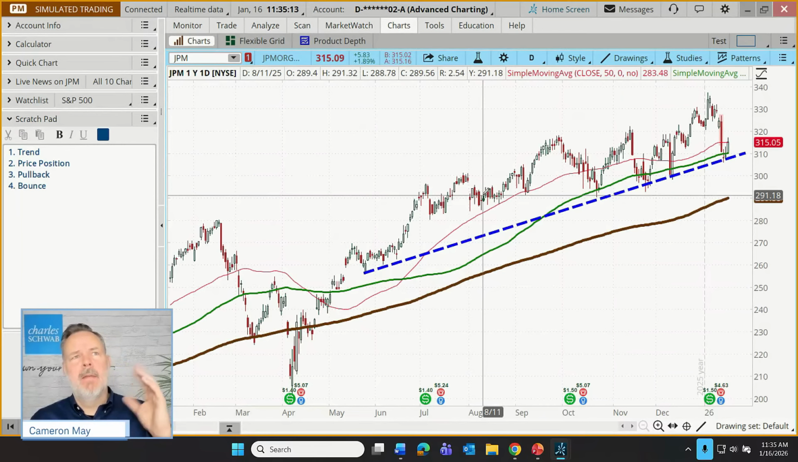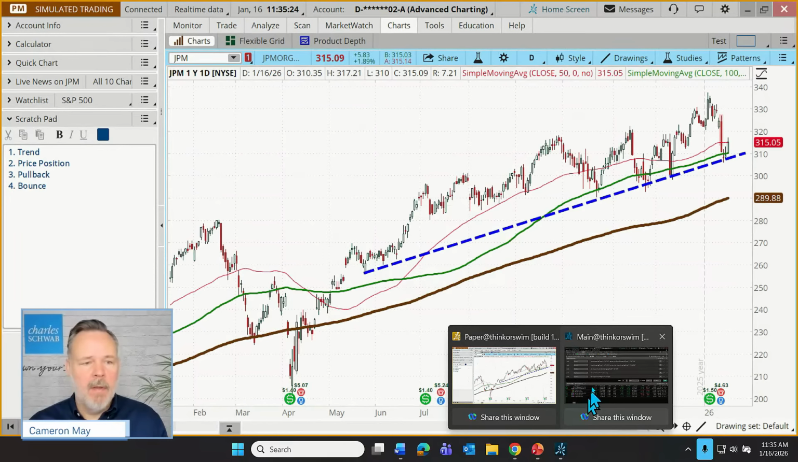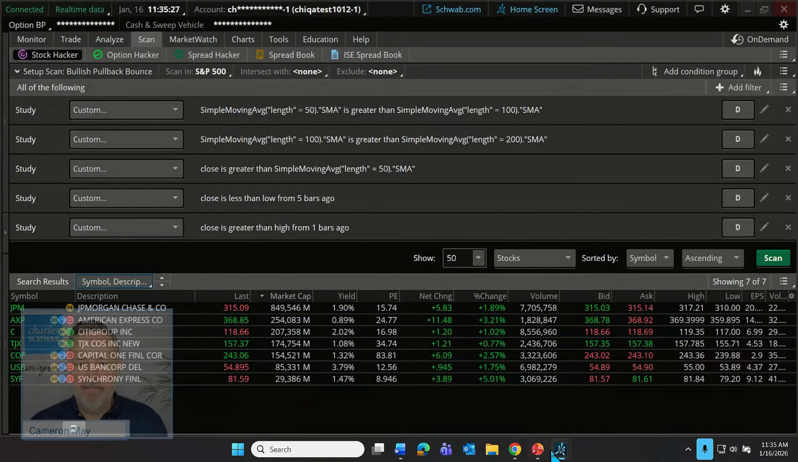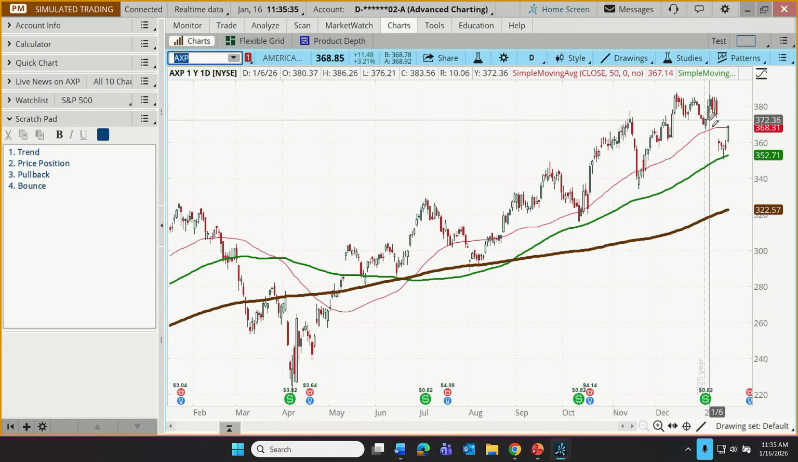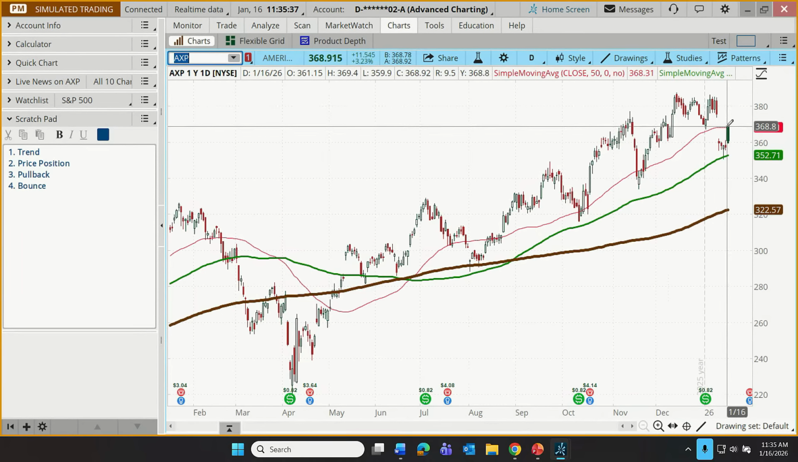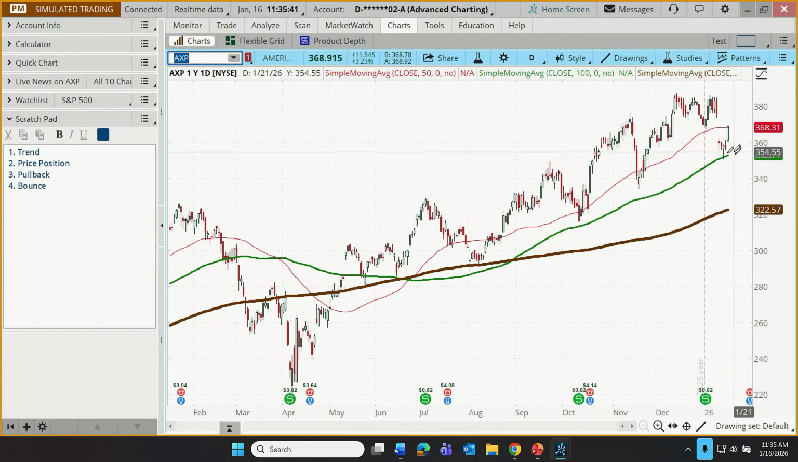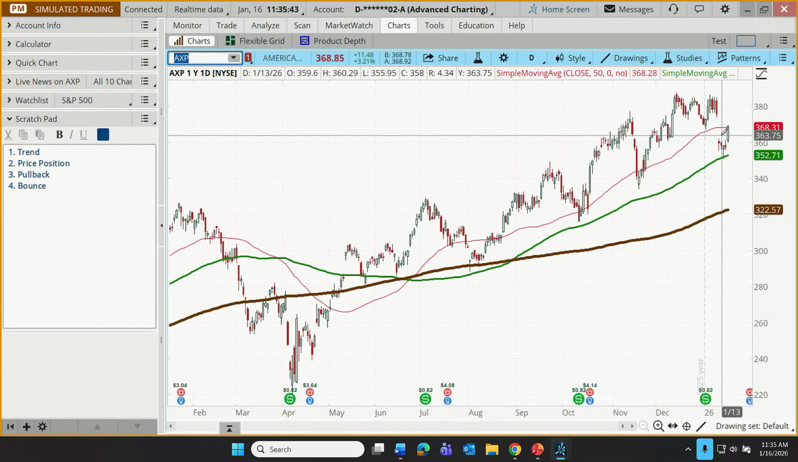All right, so let's have a look at the next one. How about AXP? Do we have an upward trend? Does it look like we pulled back down to support? Where is price relative to our trend? Is it above all of our moving averages? And is there a bounce? There appears to be. Let's have a look at the next one. How about Citigroup?